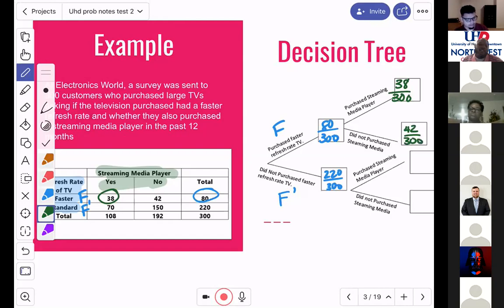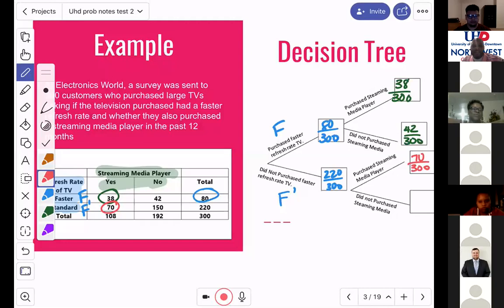How many people did not purchase a faster refresh rate? So they purchased a standard TV, but it came with a streaming media player. How many is that? 70. These 70 people, out of how many total? 300. How many did not purchase the faster refresh rate and did not come with the streaming media player? That would be 150. 150 over 300. Good.